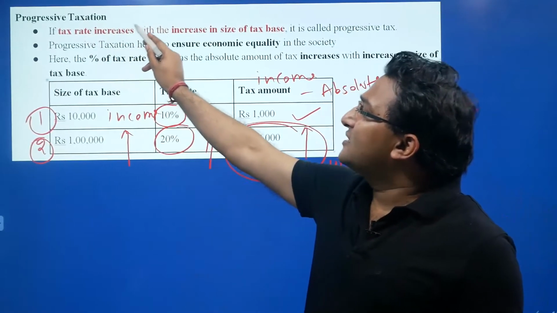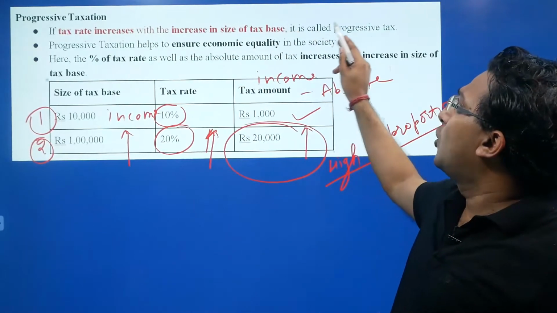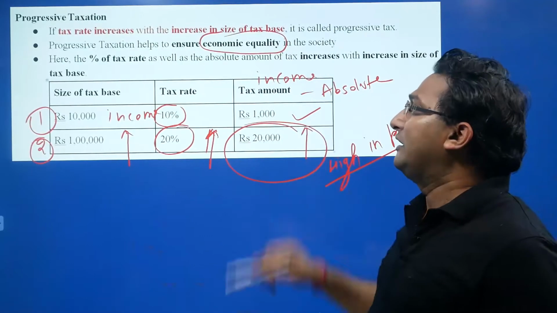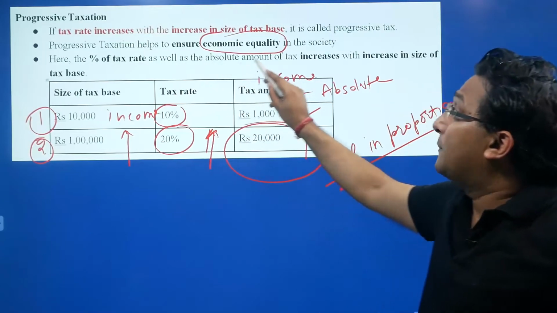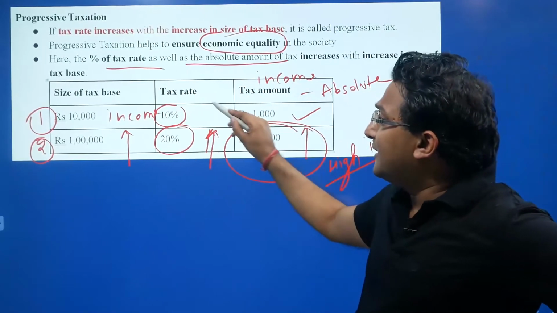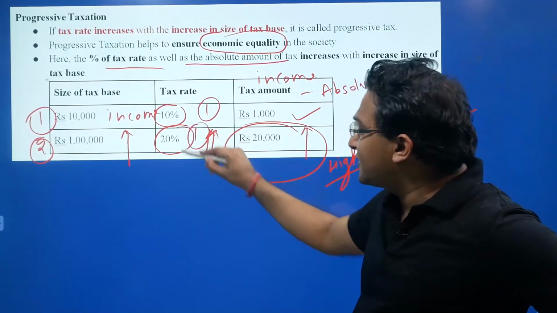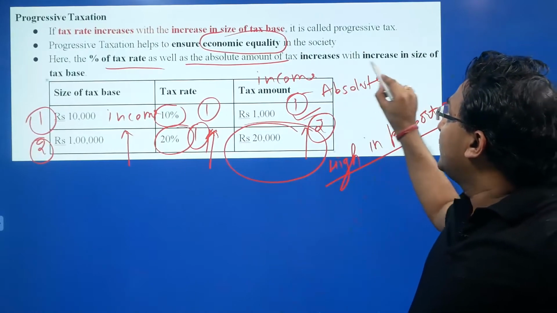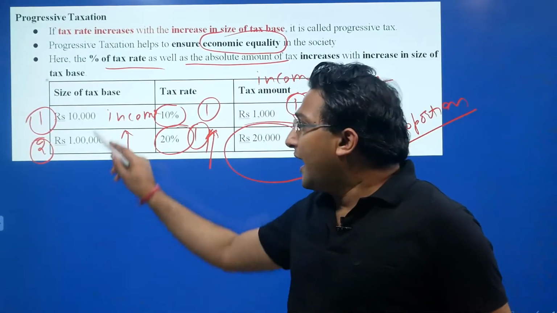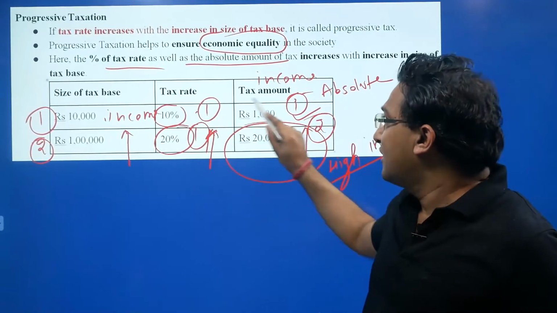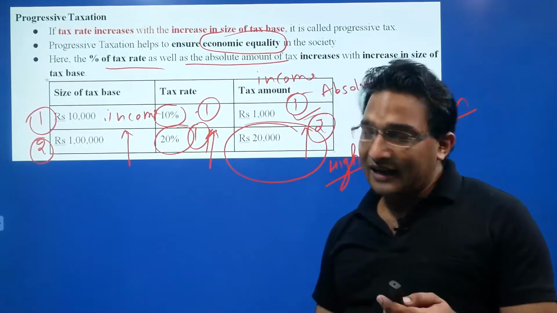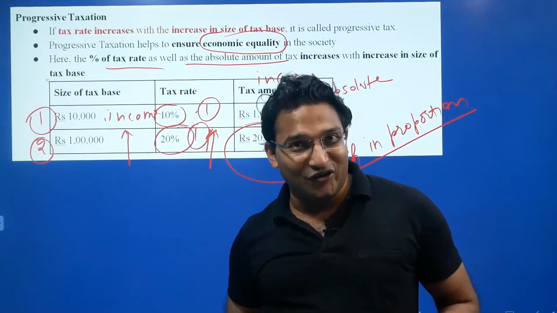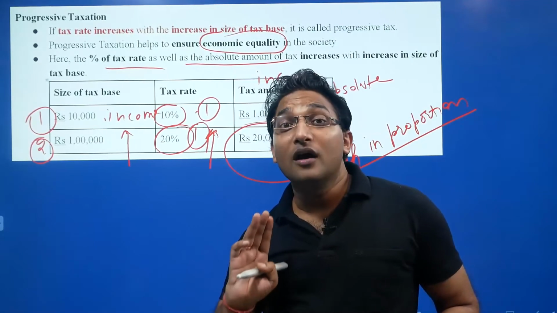If the tax rate increases with the increase in the size of the tax base, it is called progressive tax. Progressive taxation helps to ensure economic equality in the society. Here the percentage tax rate as well as the absolute amount is increasing. You can see the tax rate is increasing from 10% to 20%, and the absolute amount is increasing from 10,000 to 20,000. So the tax base, rate and amount, all three increase, and this is called progressive. Why is this called progressive? Because this brings equality in the society.